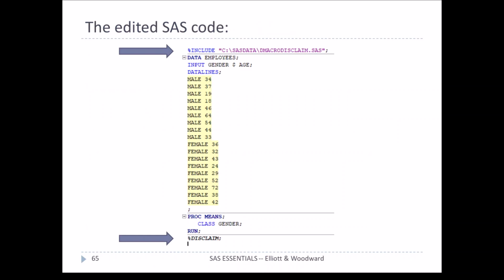So here's our completed program, where the first program, first.sas, is all the stuff in the middle, which is simply entering a data set called employees and then doing a proc means. But before that, we include the SAS macro called dmacrodisclaim.sas, and that brings in the code that then allows us to call it as many times as we want. I'm calling it once here, percent disclaim, at the very bottom, but I could call it as many times as I wanted to. That's the purpose of a macro: define it once, call it many times.